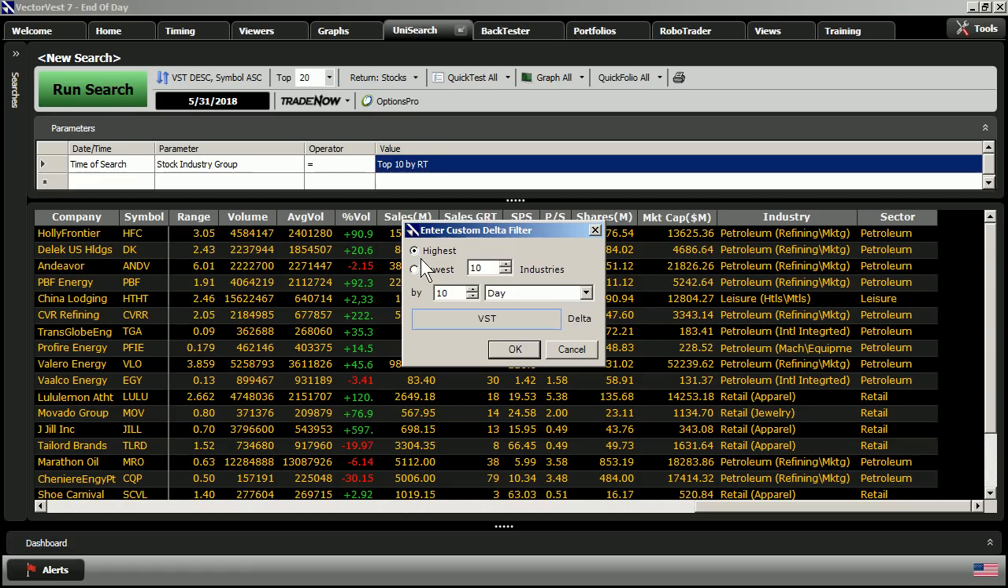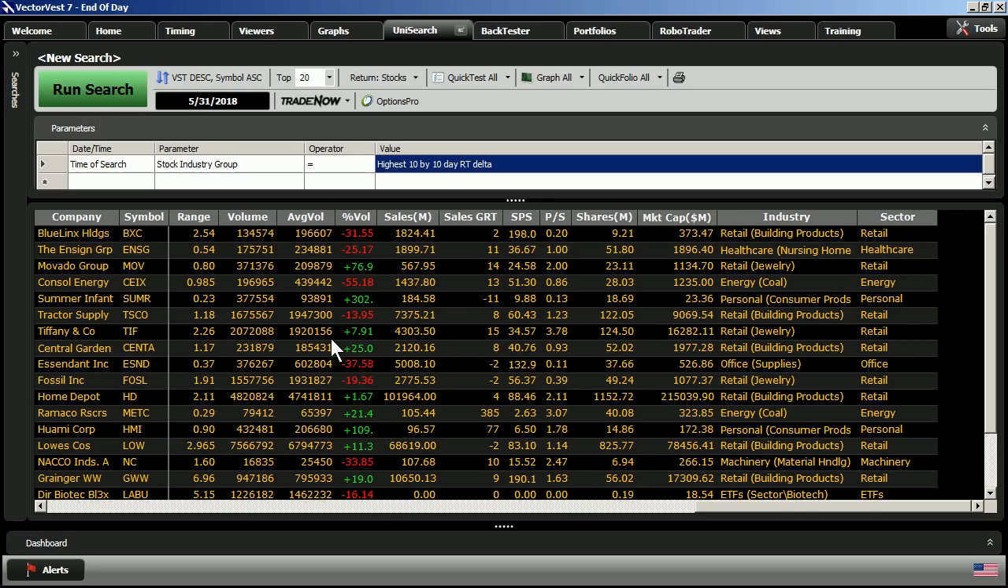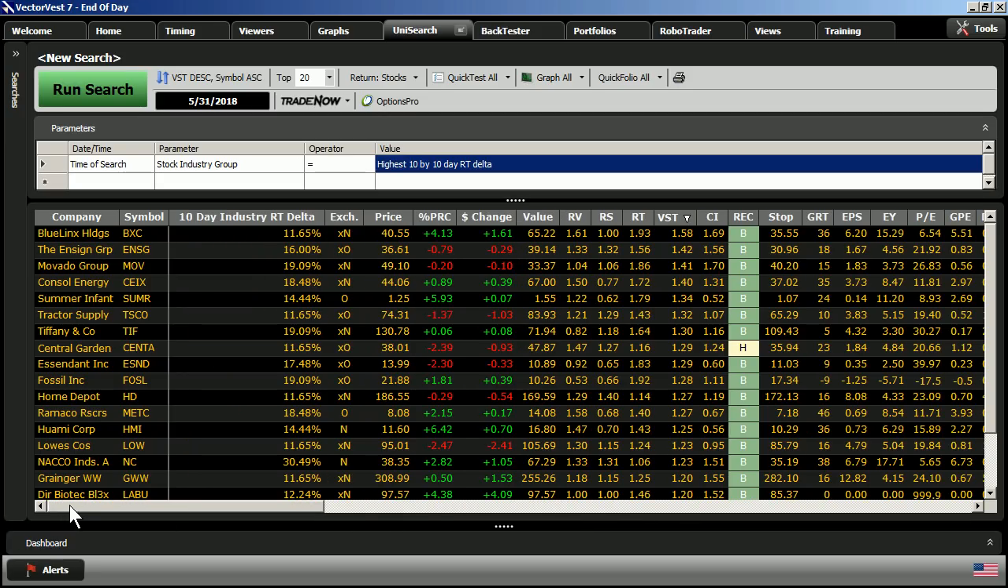So here I'm looking for the highest 10 industries by virtue of their 10-day RT delta. I'm still looking for only 10 industries, but this time the 10 industries that have had the biggest changes in their delta value. Again, we see that industry overlap, but if we scroll back to the left, we see the industry's RT delta, and we see it's a list of stocks in VST order.